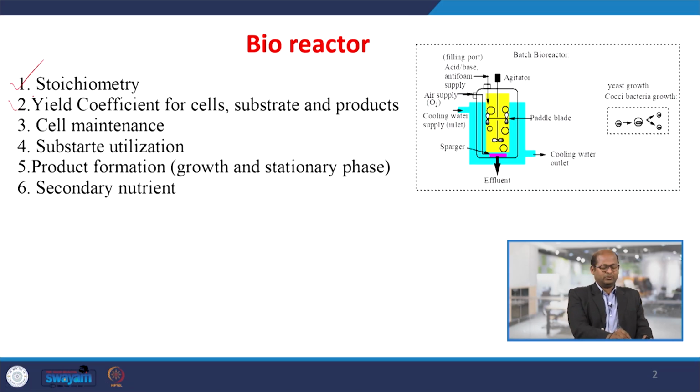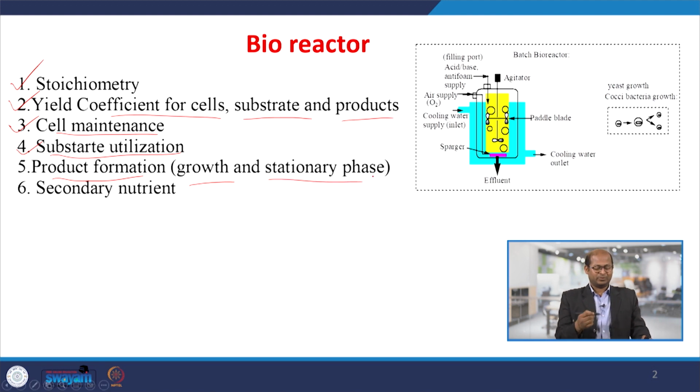Today we will discuss the stoichiometry, yield coefficients, rate of substrate consumption, product formation and the secondary nutrients that are required for a bioreaction. So, stoichiometry, yield coefficients for the cells, substrate and products, cell maintenance, substrate utilization, product formation, maybe growth phase and stationary phases, the product formation and the secondary nutrient that is required. That also we will discuss for a bioreactor system.